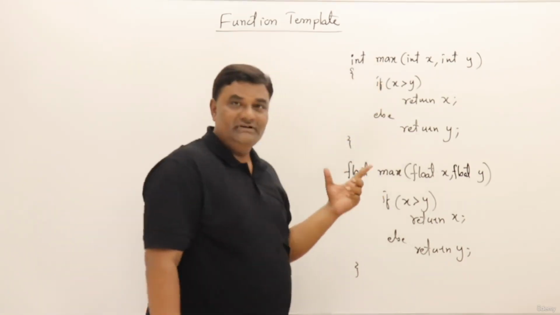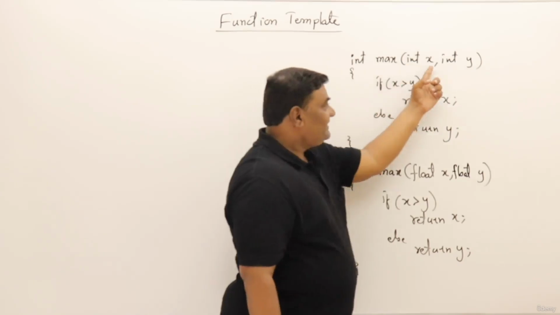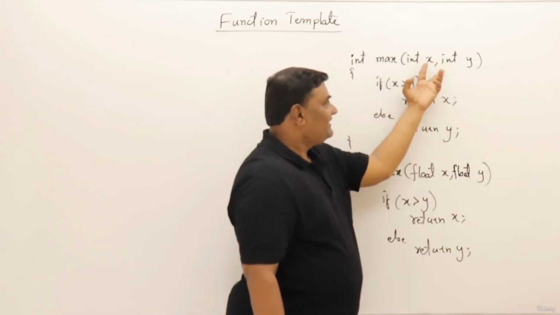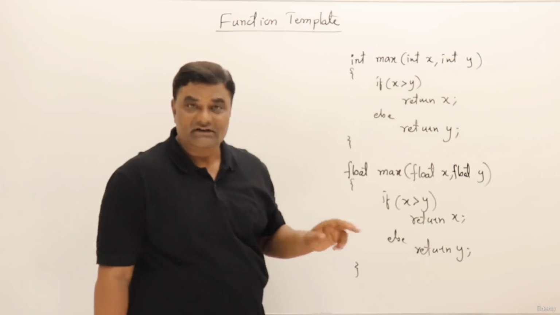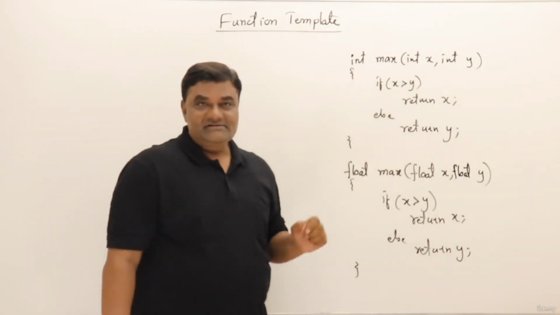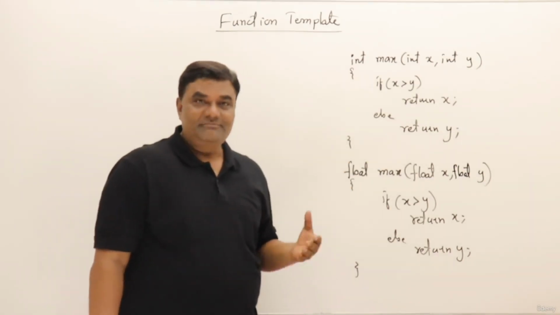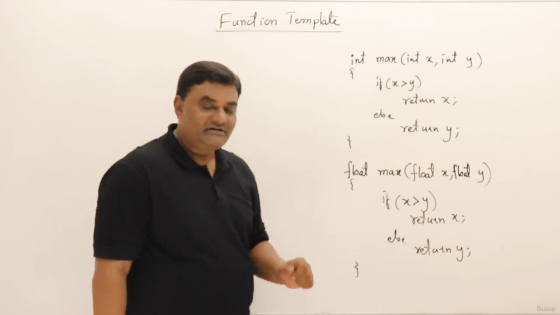Max, max. Oh, they are same. But the data type of these parameters are integers and these parameters are float. So they are overloaded functions. Number of parameters are same, but the data type of parameters are different.